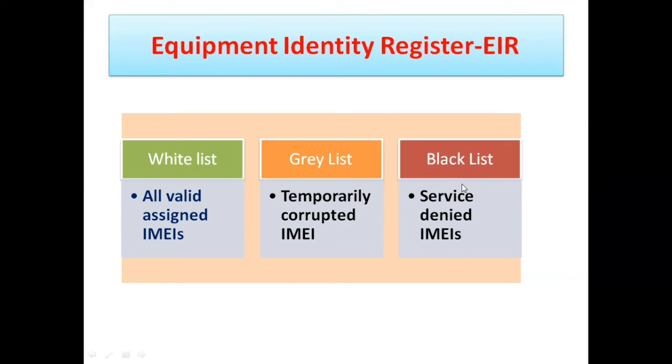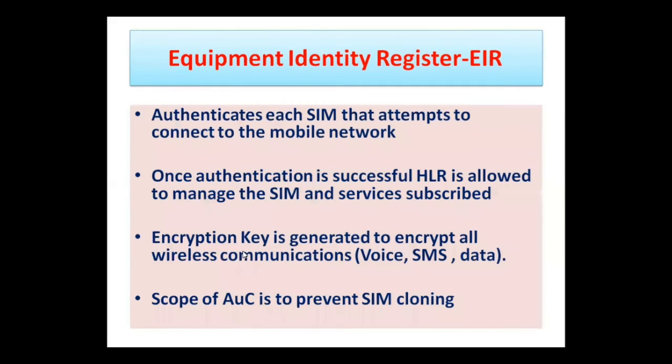So if the user equipment's IMEI number is available in the blacklist, the network will not process his call or request. Another list is the gray list, in which only temporarily corrupted IMEI numbers are made available. So the request will be processed from that mobile station only if its IMEI number is available in the whitelist. Otherwise, service will be denied.